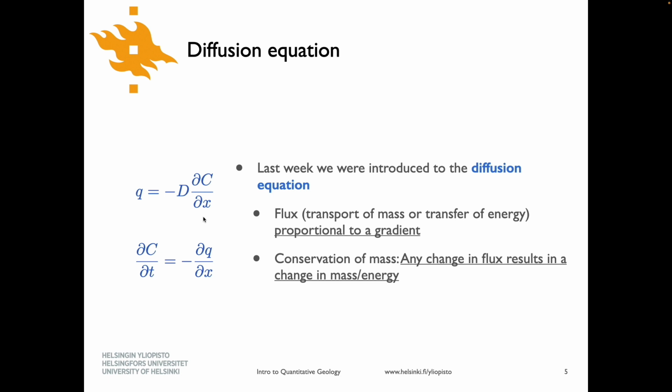The other idea was the conservation of mass or conservation of energy, which was to say that any change in concentration, so this is dC/dt, the change in concentration with time, is equal to, in this case, minus dq/dx. So this is the change in the flux in space. If the flux isn't changing, in essence, that means that this term would be 0, which means that the concentration is also not changing with time. But if you change the flux of mass or of energy, then you're going to affect the concentration at some given location.